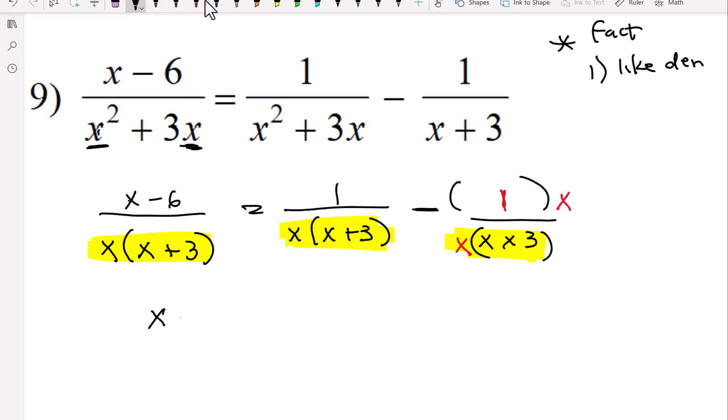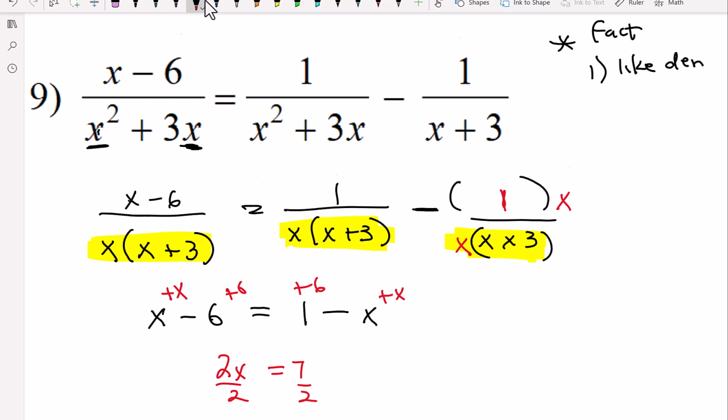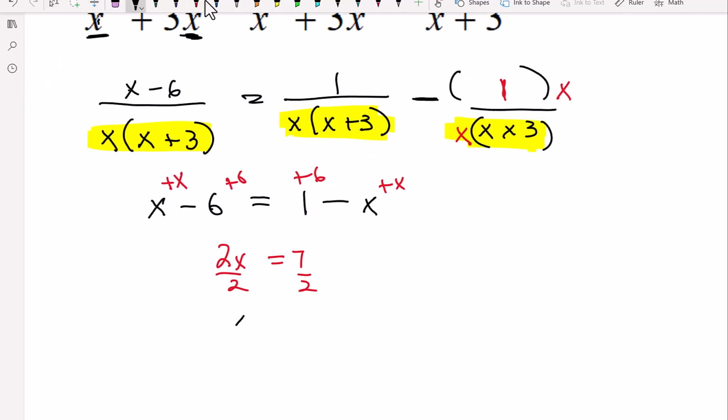So I've got x subtract 6 is equal to 1 subtract 1 times x is x. So that's a subtract x. I'm going to add x to both sides. That will give me 2x. Then I'll add 6 to both sides. Divide both sides by 2. So x is equal to 7 halves, where, now let's look at the denominator.